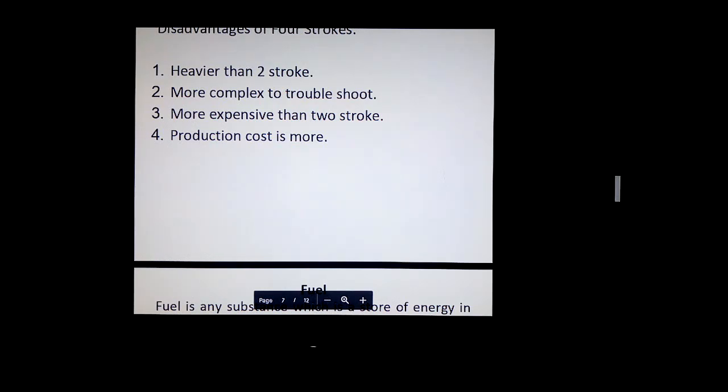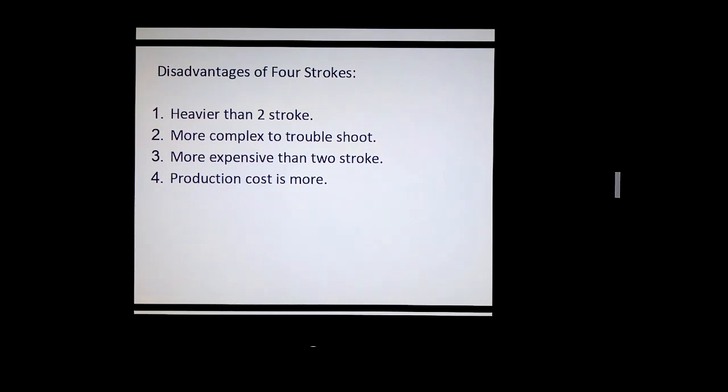Now at the same time, these also have a few disadvantages. One is they are heavier than two-strokes, more complex to troubleshoot, more expensive than two-strokes, and production cost is more. That is why cars are all very expensive.